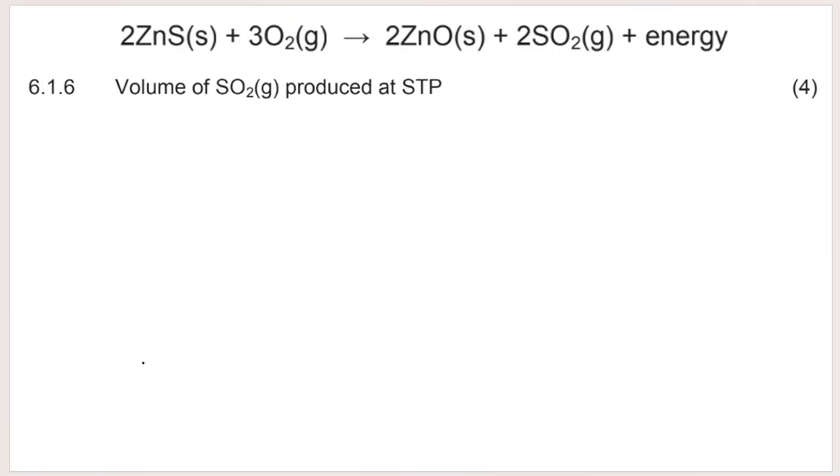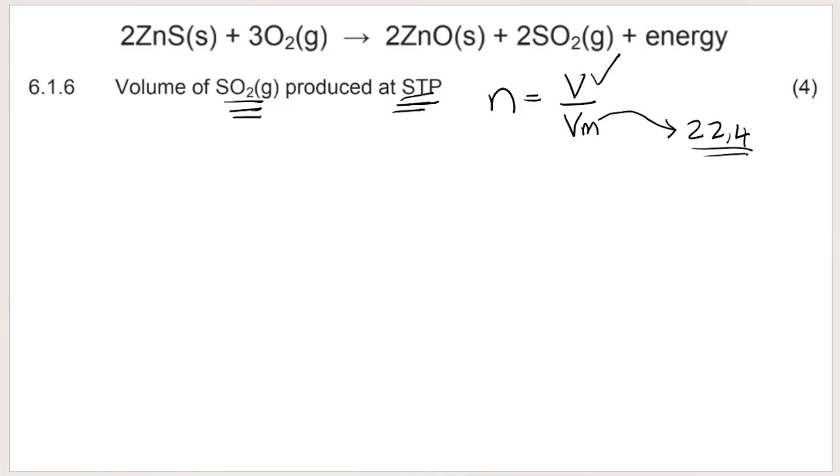Right, in 6.1.6, they want to know the volume of SO2 gas produced at STP. Now, as soon as you see these two things, a gas and STP, your mind needs to go to this formula. This is the formula that we use to work out volume of gas, especially at STP, which is standard temperature and pressure. And when we are at standard temperature and pressure, Vm is 22,4. That is on your formula sheet. So if I want to work out the volume of a gas and they say STP, this is where I want your mind to go.